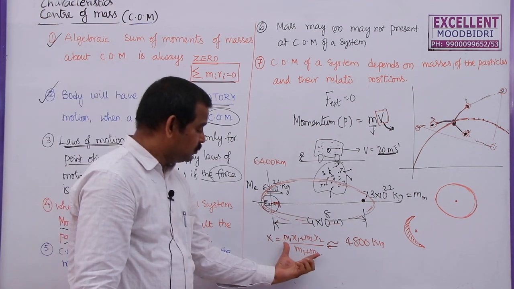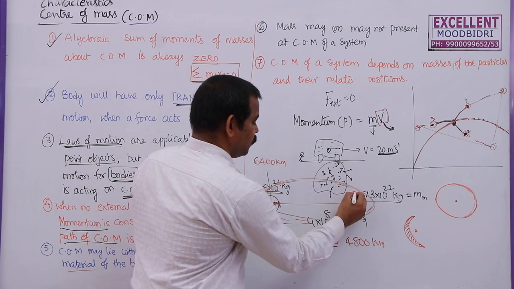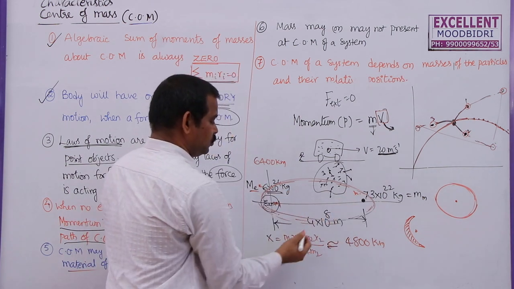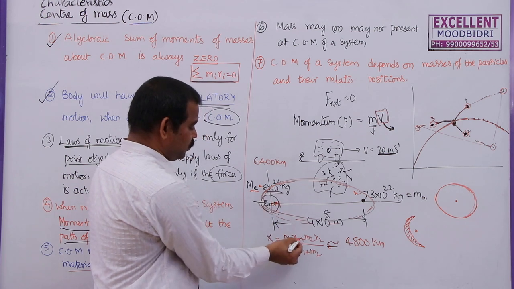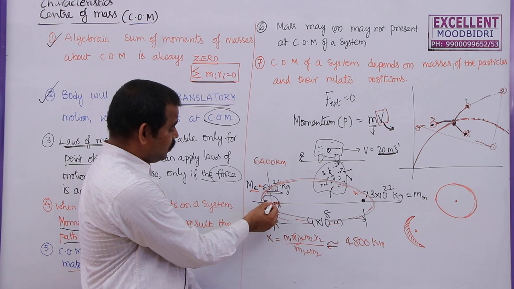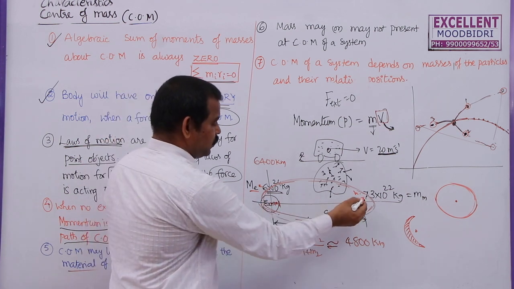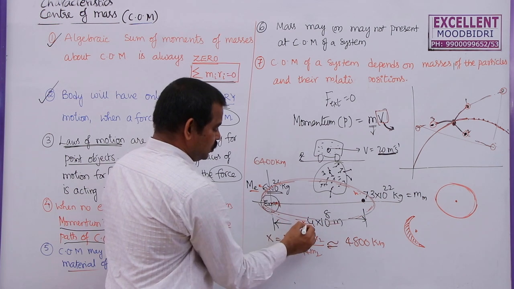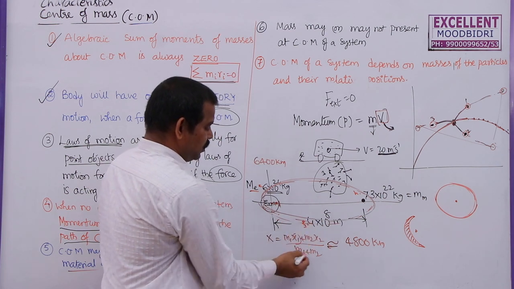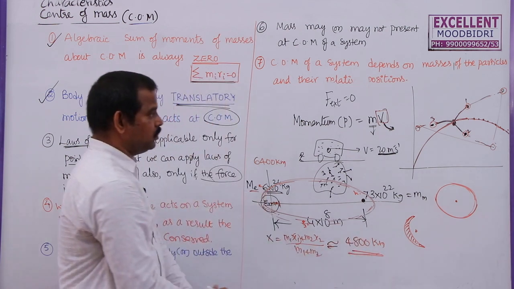Now you please check this answer. Why? Because I have given mass of earth, mass of moon here, and distance between these two. So m1 into x1 is 0, as earth is assumed at the origin. So this is m1 into 0, plus m2 into x2, by m1 plus m2. If you substitute, you will get a nearer value, nearly 4800 kilometers.